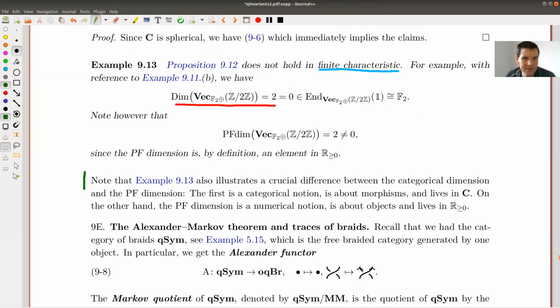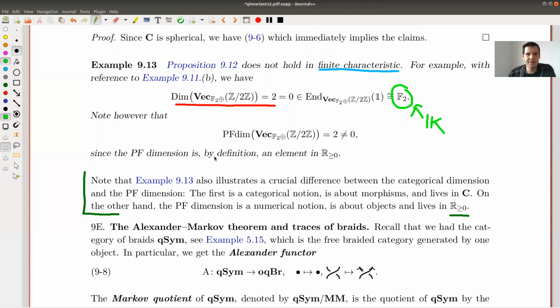And the point is, the PF dimension is really about objects, so it's always an element in R greater or equal to 0, while the categorical dimension is about morphism spaces, so it's an element in your underlying field. Okay, so they're not the same, but for complex numbers, they don't need to agree, but they at least live in the same kind of realm.